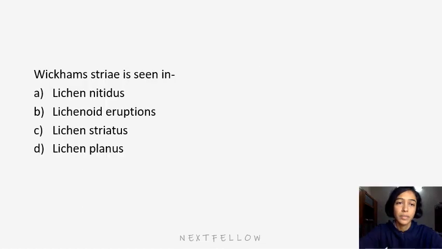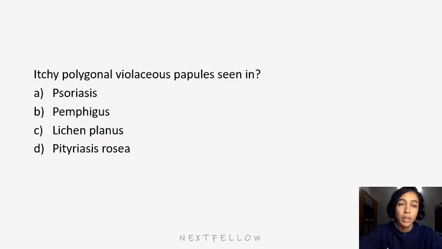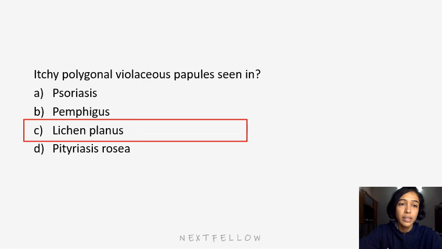Here, Wickham's striae is seen in lichen nitidus, lichenoid eruptions, lichen striatus, or lichen planus. This is easy. Itchy polygonal violaceous papules are seen in lichen planus. The answer is clearly now lichen planus. In psoriasis, you see scaly erythematous plaques. Pemphigus is a bullous disorder. You will see flaccid blisters on an erythematous base, on a reddish base, where there's inflammation. And in pityriasis rosea, you will see annular scaly plaques.